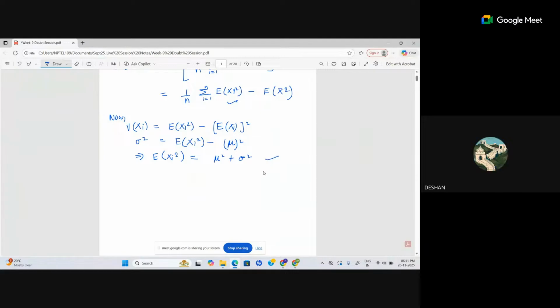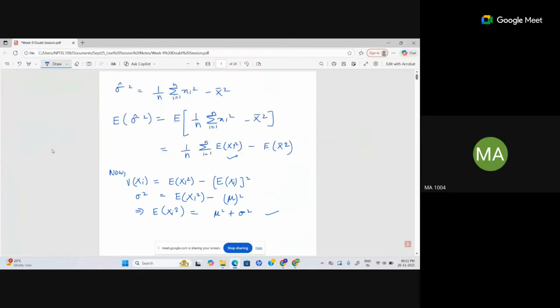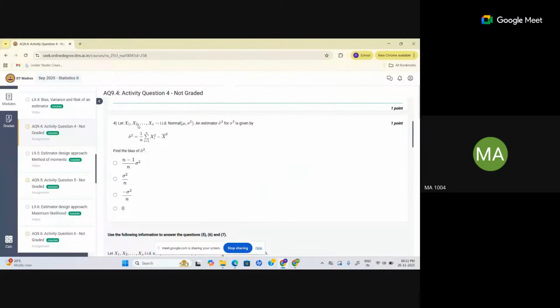Ma'am, can you explain again? Yes, ma'am. First of all, you need to understand we have x1, x2 up to xn, or in short, I can write that they are xi, where i is starting from 1, 2, 3, going up to n. Now you can see that x1, x2 up to xn are IID normal with mu comma sigma square. For a normal distribution, mu is the mean and sigma square is the variance.